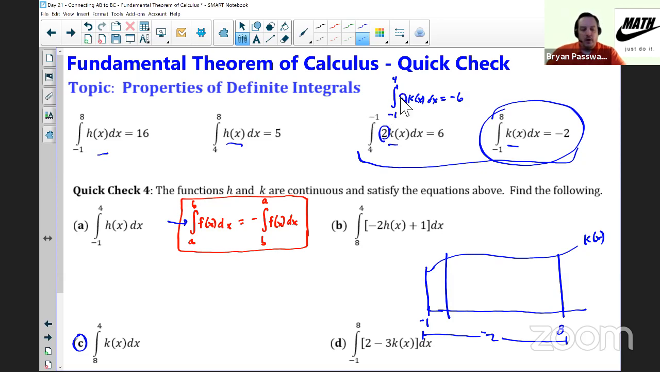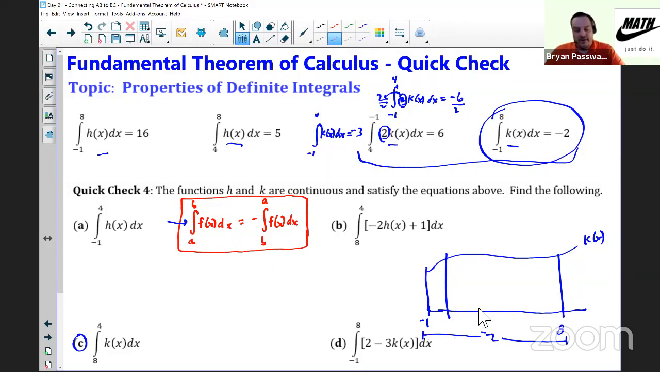This multiplier. Well, another nice property of integrals is that if you have a constant multiplier of an integral, we can bring that constant out in front and just multiply the integral of k times 2. So now I have 2 times the integral from -1 to 4 of k equals -6. And then if I divide both sides by 2, we're going to get the integral from -1 to 4 of k of x dx is going to be -3. Well, how does that help me?